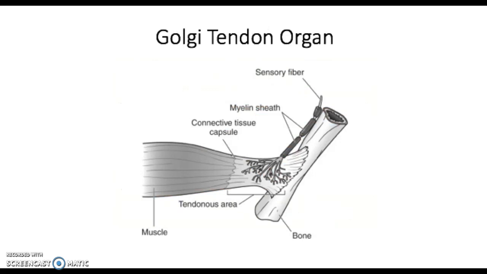The Golgi tendon organ is a proprioceptive sensory receptor organ that senses changes in muscle tension. It lies at the origins and insertions of skeletal muscle fibers into the tendons of skeletal muscle.